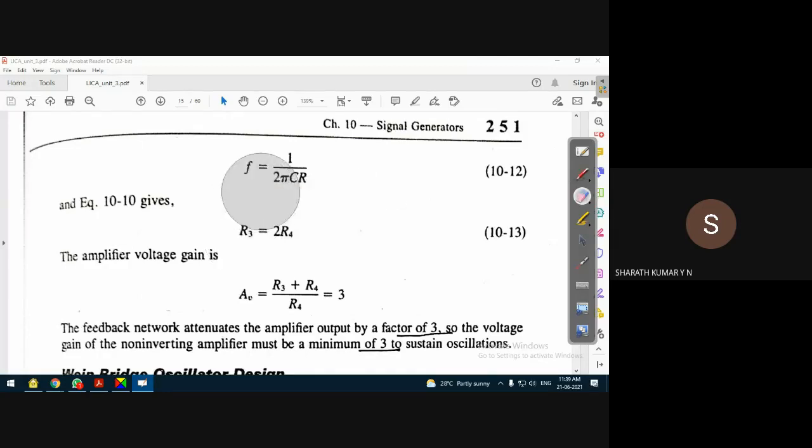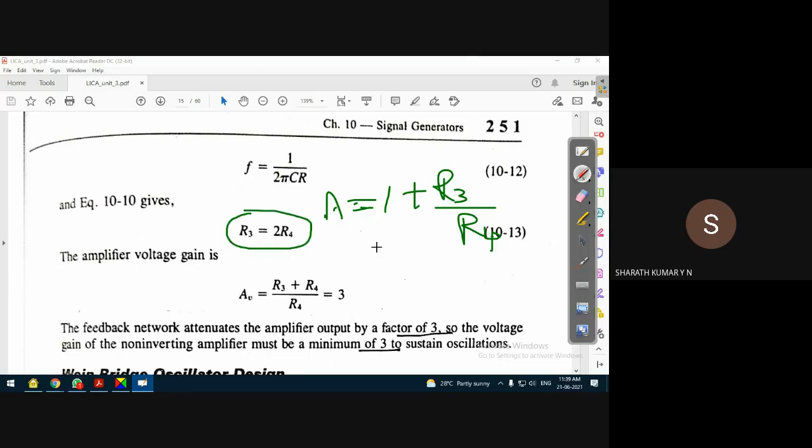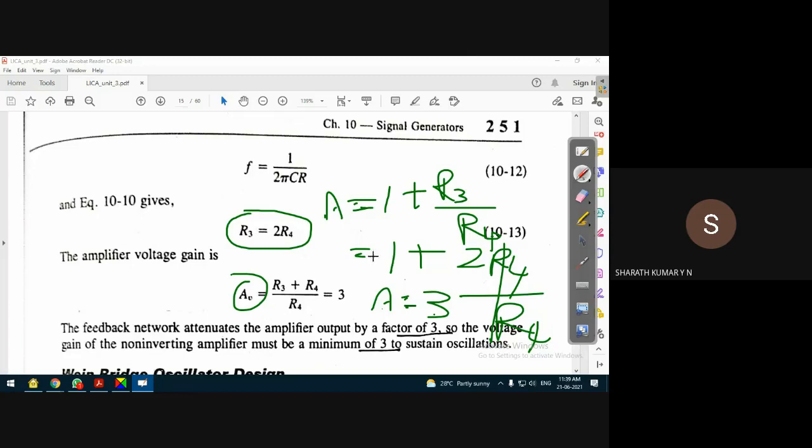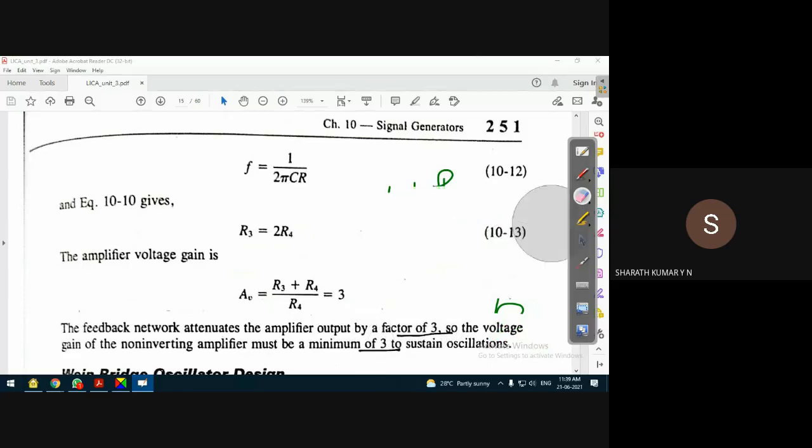Since it is a non-inverting amplifier, we know that its gain will always be greater than that of the inverting amplifier. That is 1 plus R3 by R4. So if R3 is selected as twice R4, we get 1 plus 2 R4 divided by R4, and R4 cancels. So the gain of the non-inverting amplifier is 3. That is, 1 plus R3 by R4 is equal to 3. The gain of the amplifier is 3.